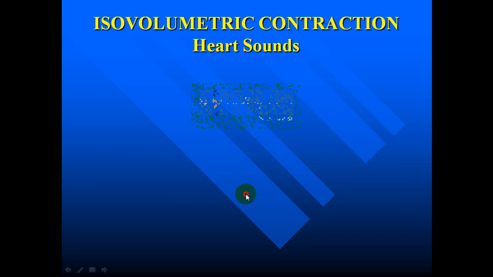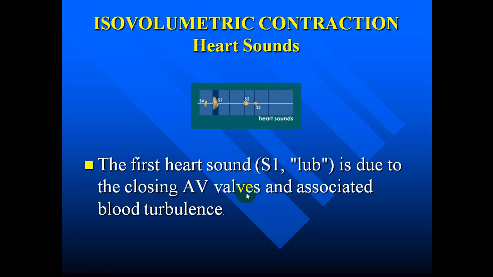Is there any heart sound in the isovolemic phase? Yes. What is called the first heart sound? It is due to the closure of the AV valves, associated with turbulence of the blood and the valve leaflets moving due to the pushing of the blood. So S1 is due to the beginning of the ventricular systole, while S4, as we said before, is due to atrial contraction, an atrial sound, presystolic, near S1.